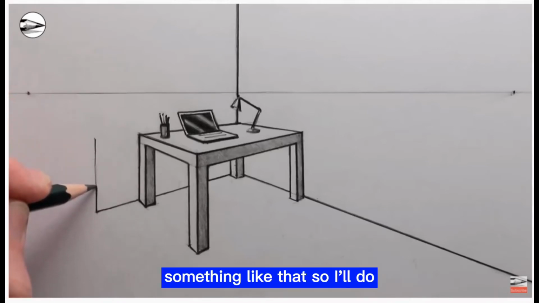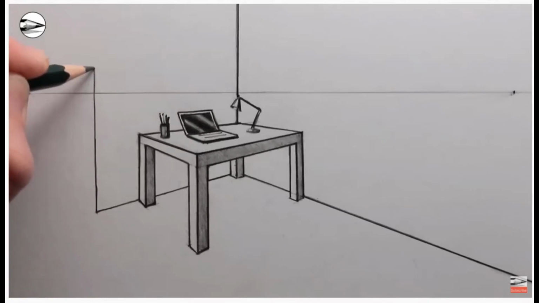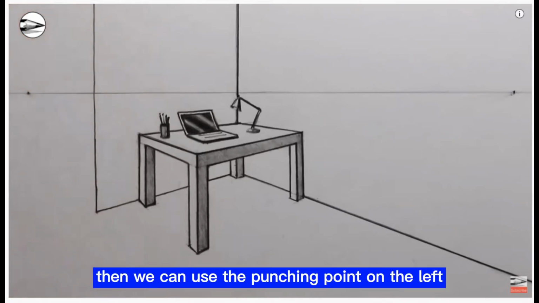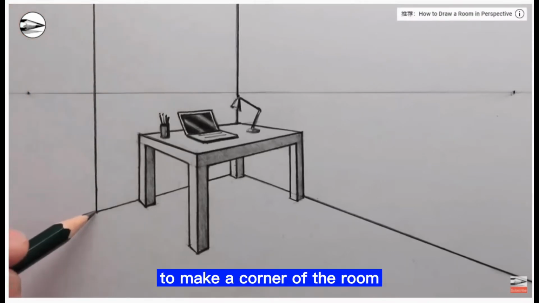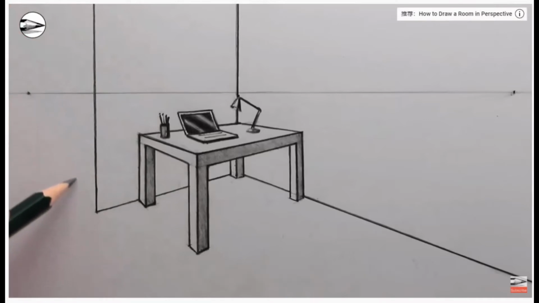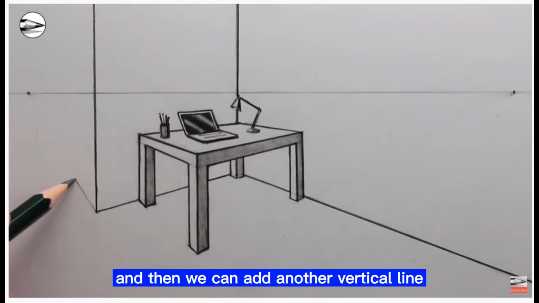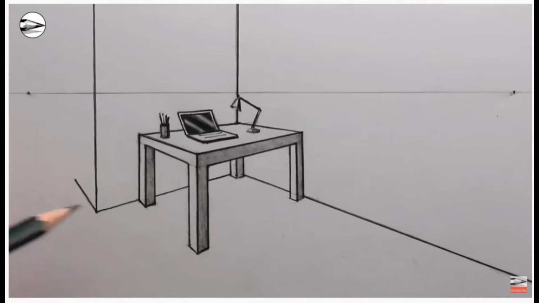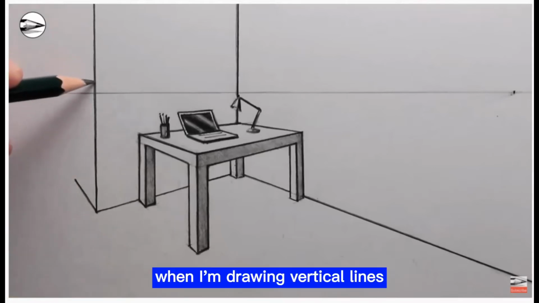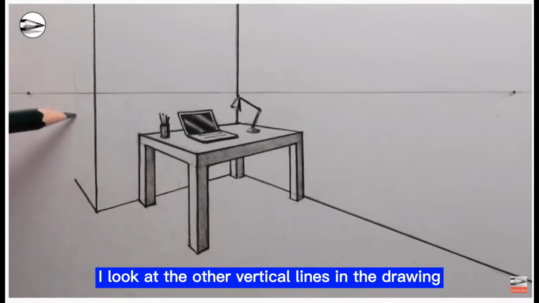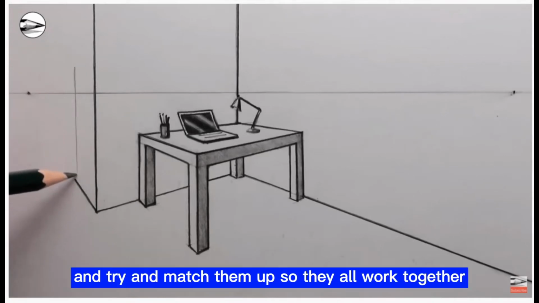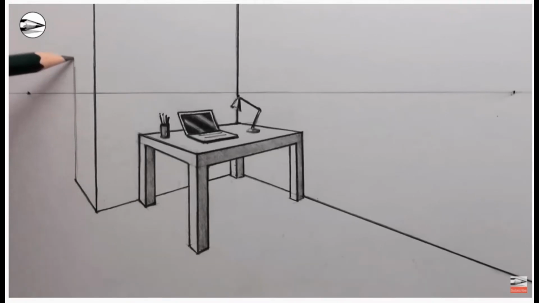Something like that, so that'll do. Then we can use the vanishing point on the left to make a corner of the room. And then we can add another vertical line. And often, I guess, when I'm drawing vertical lines, I look at the other vertical lines in the drawing and try and match them up so that they all work together.